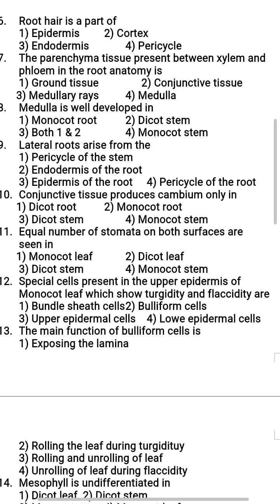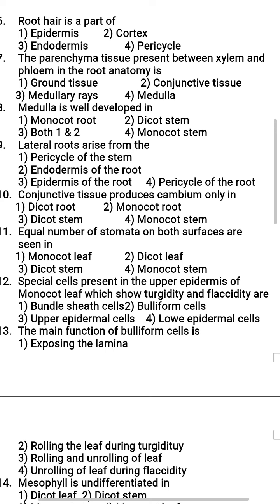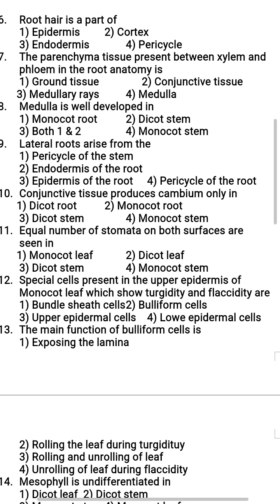The parenchyma tissue present between xylem and phloem in the root anatomy is, option 1, ground tissue. Option 2, conjunctive tissue. Option 3, medullary rays. Option 4, medulla. Let's see the correct answer for this question. The correct answer for the seventh question is option 2, conjunctive tissue. Let me explain in detail regarding this conjunctive tissue.